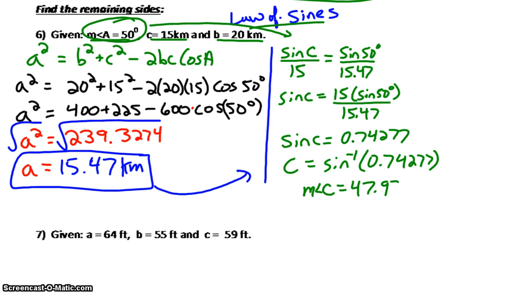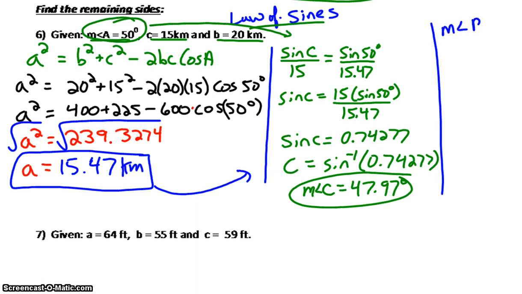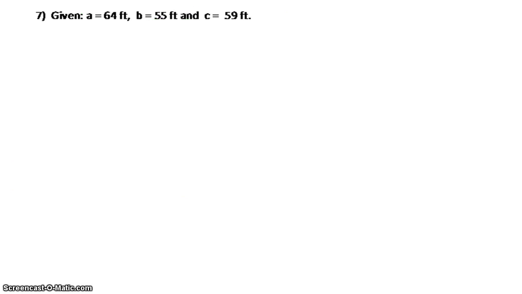47.97 degrees. Now all we need to do is get the measure of angle B, which is found by 180 degrees, subtract my 47.97 degrees and the 50 degrees. And what that will leave me with then is 82.03 degrees. You'll notice in this last example we have side, side, side, which again is the law of cosines.